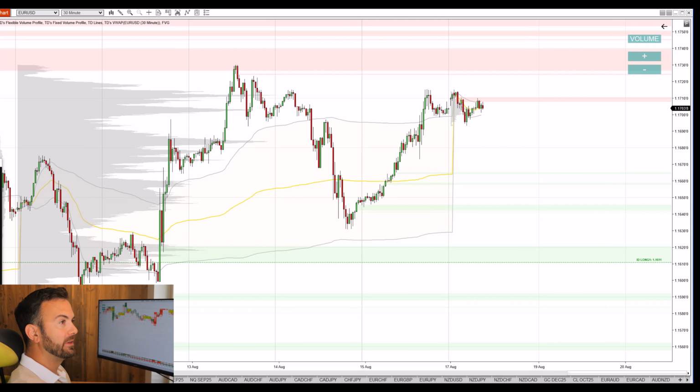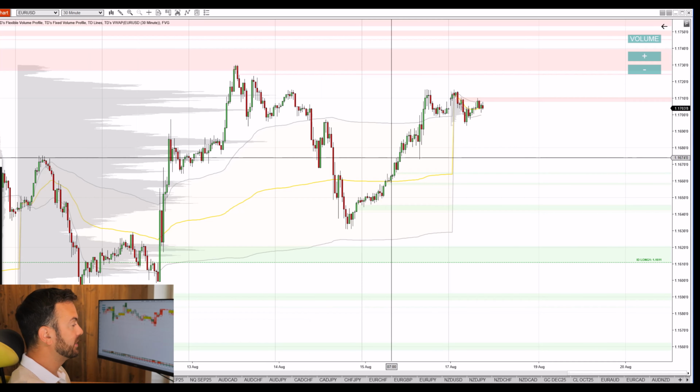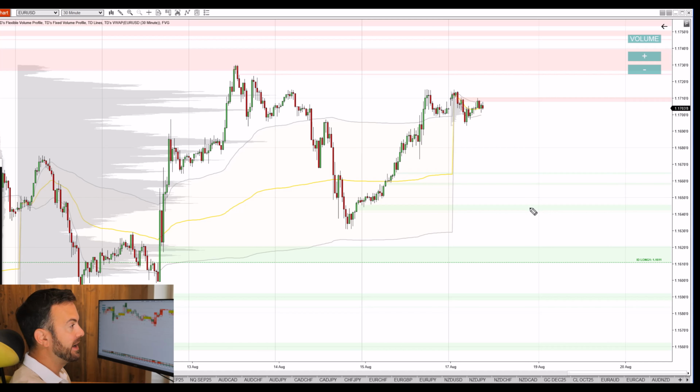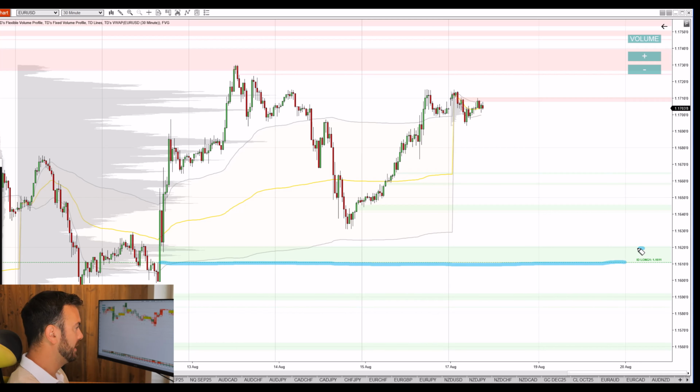What you see before you, this is the Euro dollar chart. It is a 30-minute time frame, and the platform, that's NinjaTrader 8 platform with my custom-made volume profile and VWAP indicators. And what I want to talk about, that level I want to show you, is a support. It is this one at 1.1611.